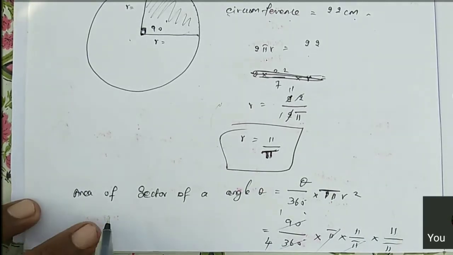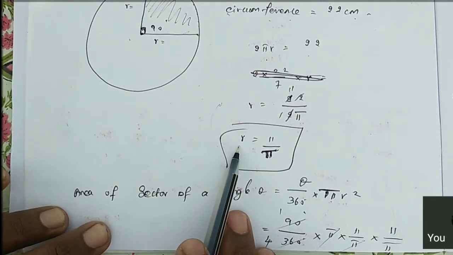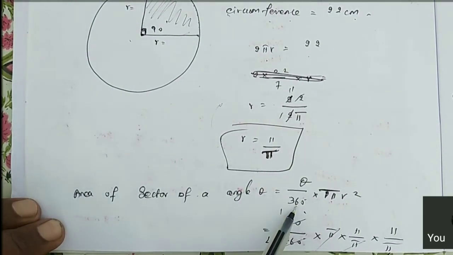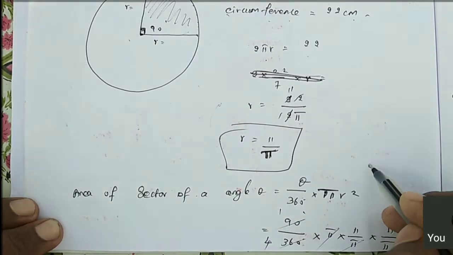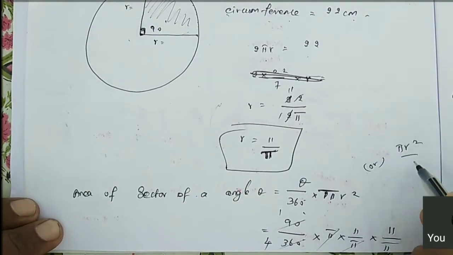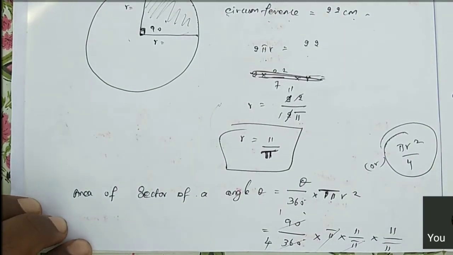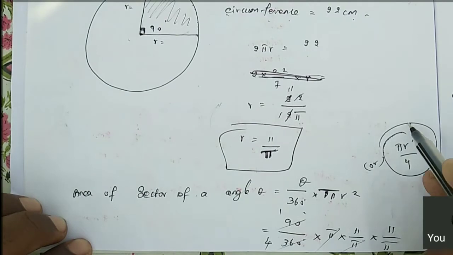Next, now the area of a sector. Now we found the radius, so we know the radius. Now we can go with the sector formula: theta by 360 into pi r squared. Otherwise, you can use which formula? Pi r squared by 4. Both are the same. Clear? Because it is a quadrant circle. But that is the usual method.